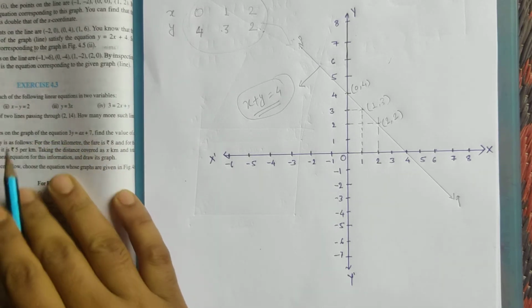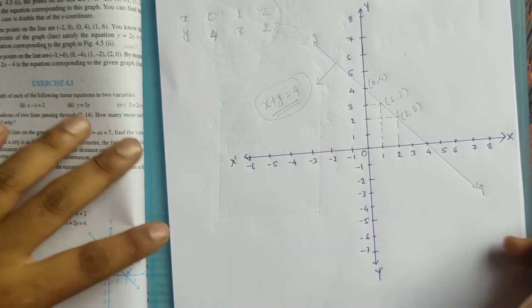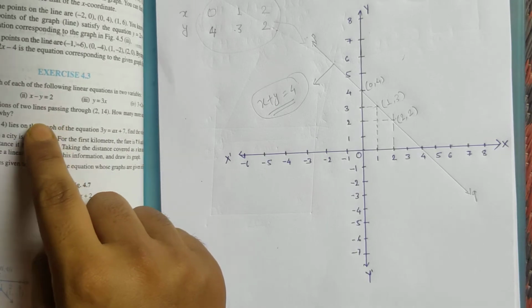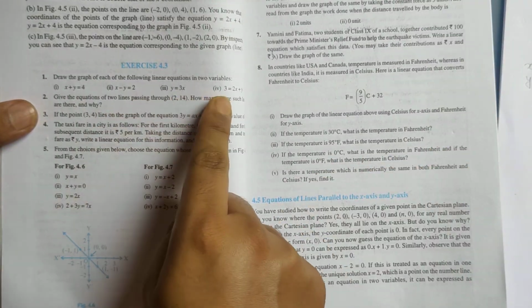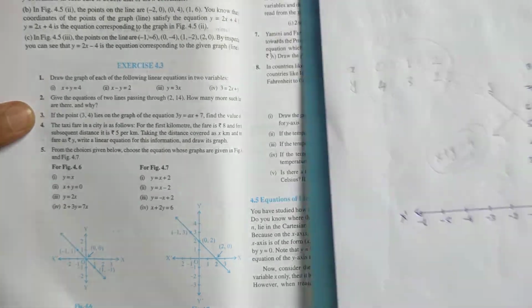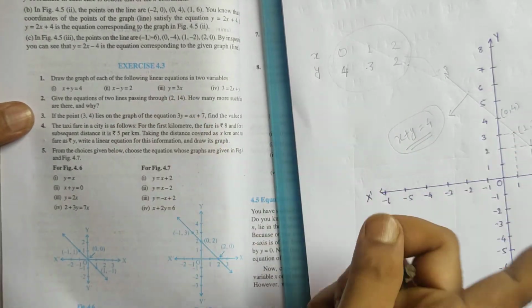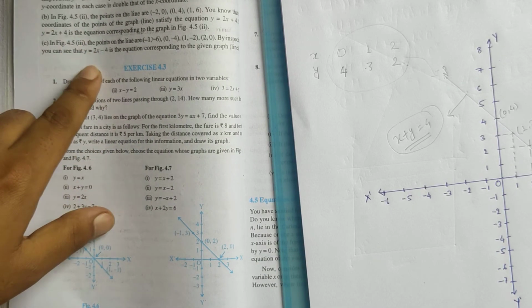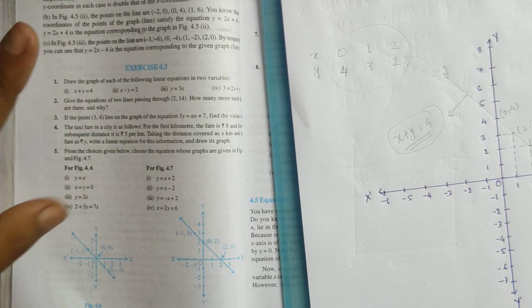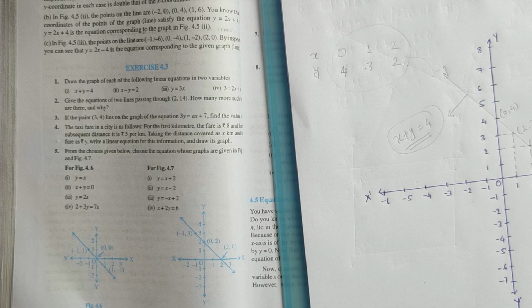So questions number second, third and fourth of exercise 4.3 are similar to this question. You have to make them exactly like this. So question number first you have to do on your own, and likewise second, third and fourth, and if you face any difficulty then get back to me.